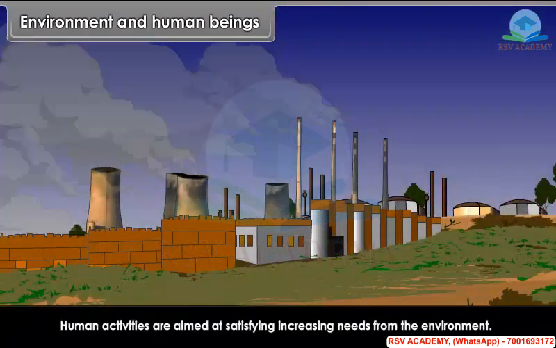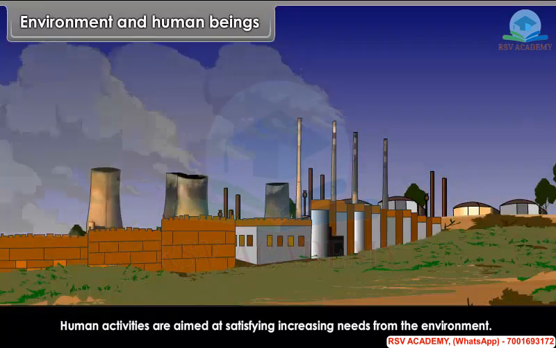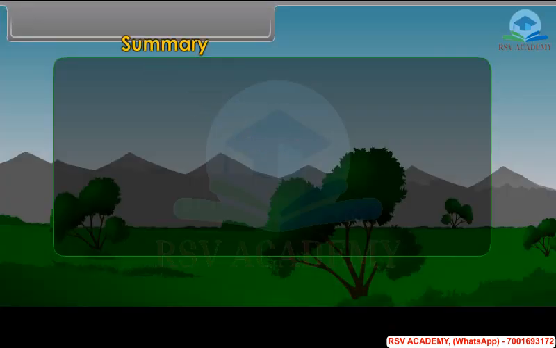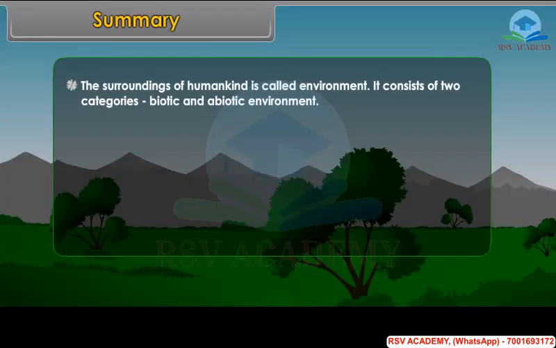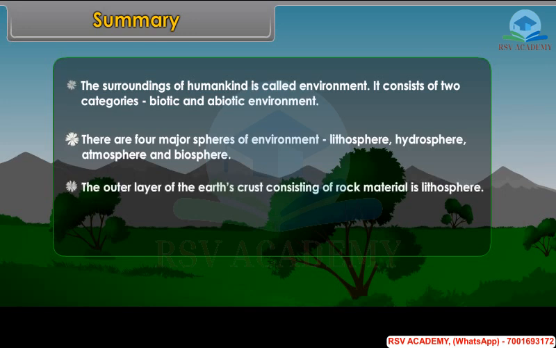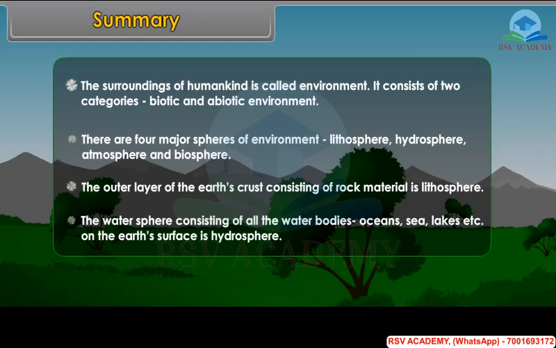Summary. The surroundings of humankind is called environment. It consists of two categories, biotic and abiotic environment. There are four major spheres of environment: lithosphere, hydrosphere, atmosphere, and biosphere. The outer layer of the Earth's crust, consisting of rock material, is lithosphere. The water sphere, consisting of all the water bodies, oceans, sea, lakes, etc. on the Earth's surface, is hydrosphere.